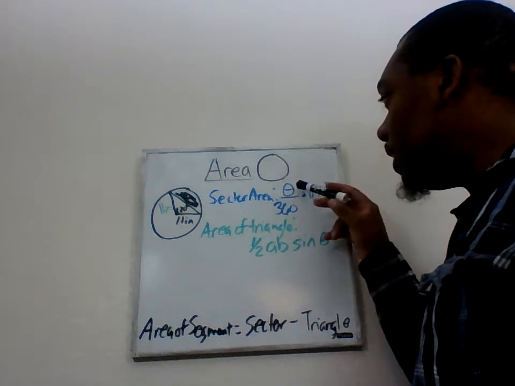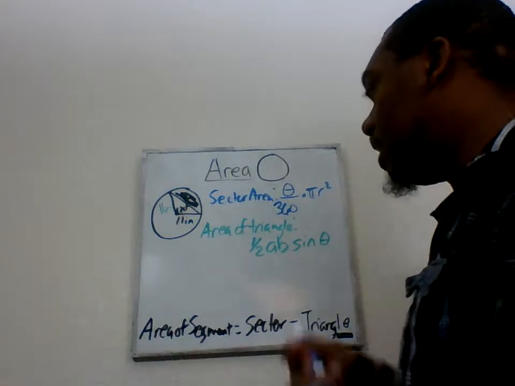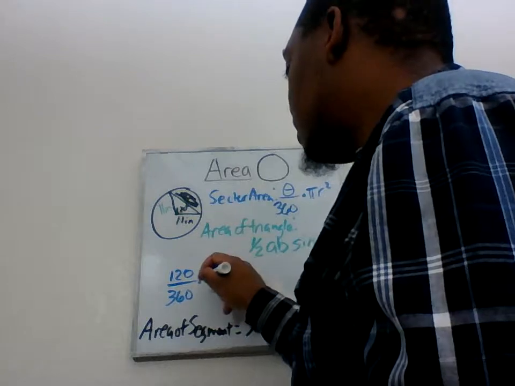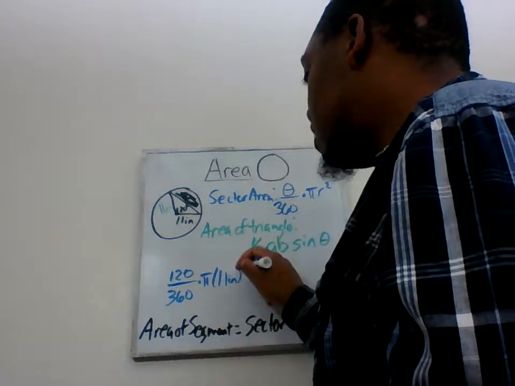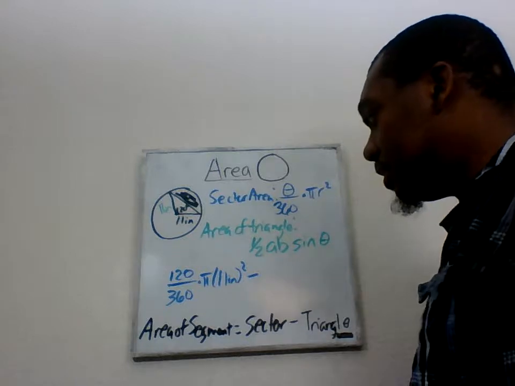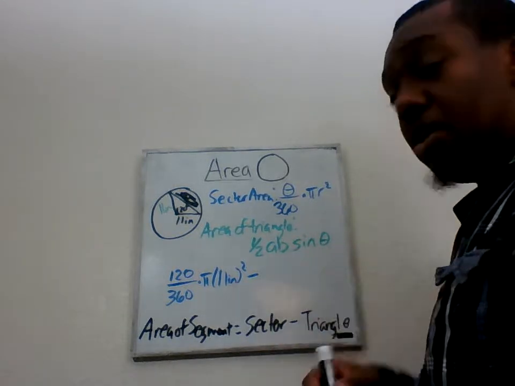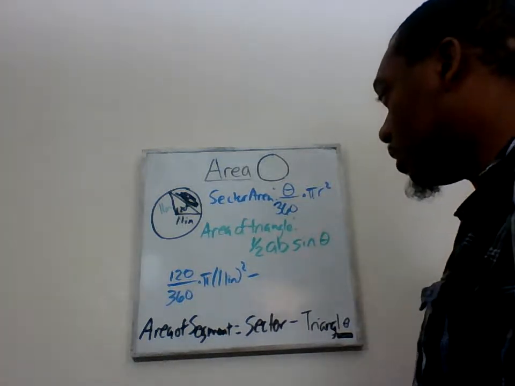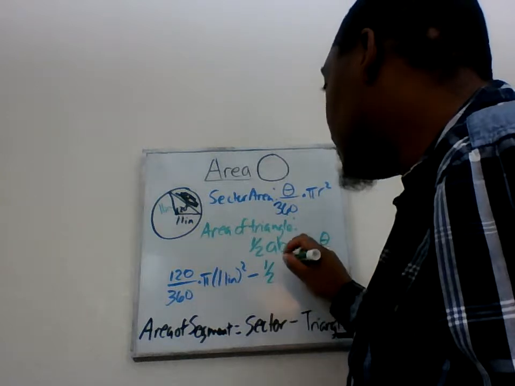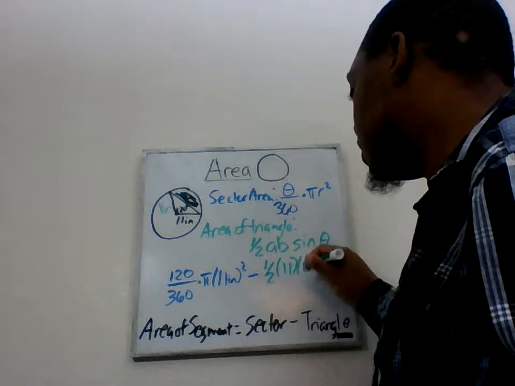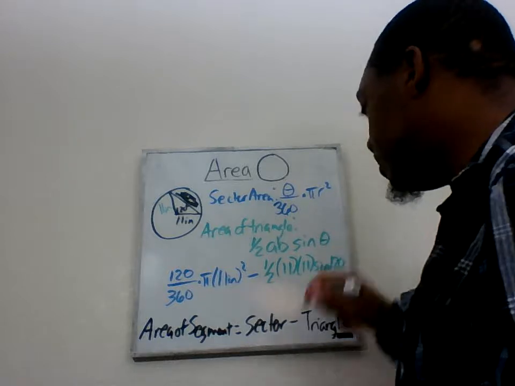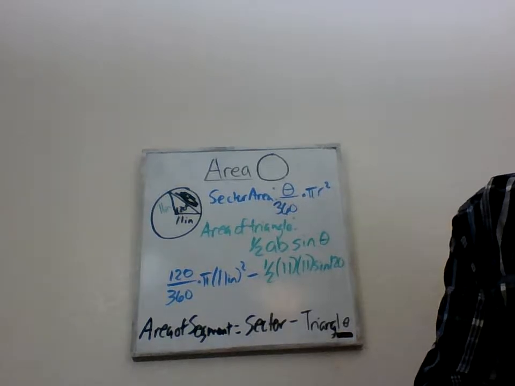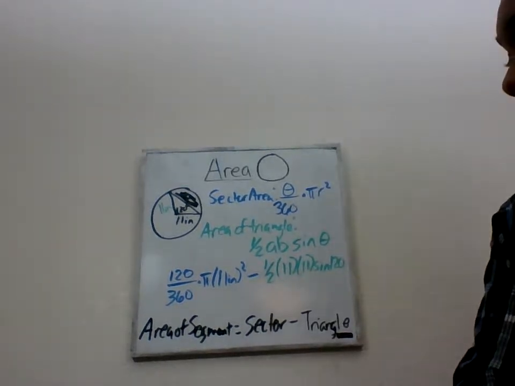Okay? So in this case, we're going to subtract those two in order to find the segment. So we have the sector area: 120 out of 360 times pi times 11 inches squared, minus the area of the triangle, which would be 1/2 the product of the two sides times sine of the angle between them. Okay. And from here, I could just plug this into my calculator.